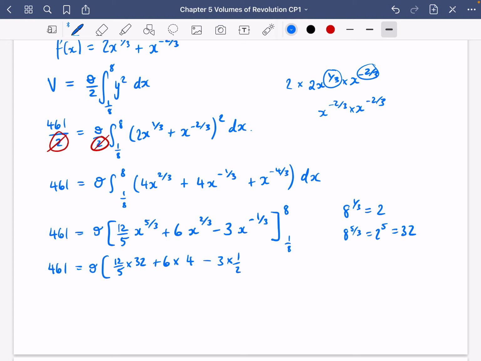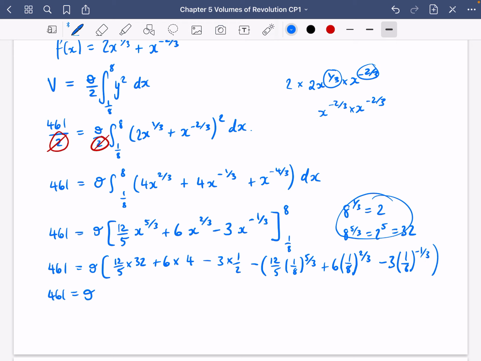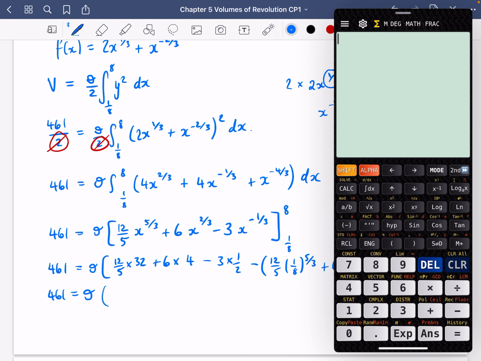And then I'll put that on the calculator afterwards just to show you what I was doing there. And then I'm going to be subtracting 12/5 times an eighth to the 5/3. Tell you what, I'm just going to do the whole thing on the calculator because I think it's actually going to be quicker than what I was trying to do over here. You've got to show this substitution. So I'm going to go right back to what I'd done before.